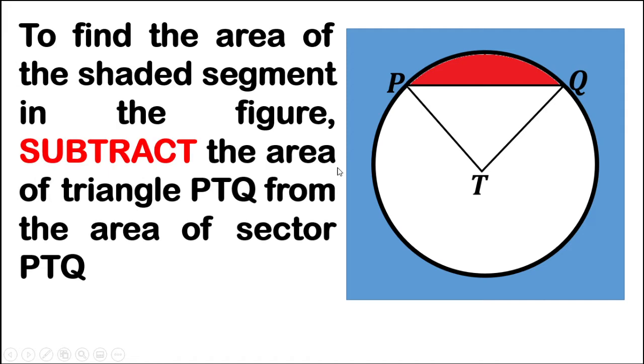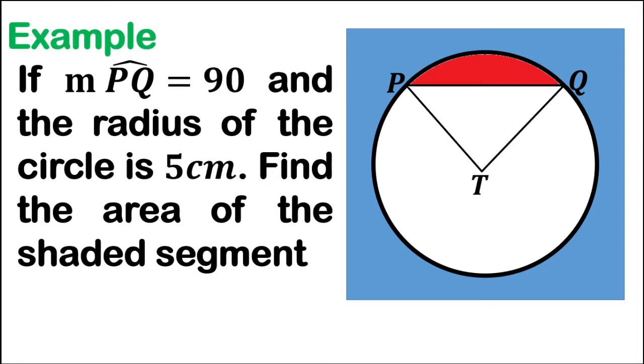To find the area of the shaded segment in the figure, subtract the area of triangle PTQ from the area of sector PTQ. Let's have an example. Say the degree measure of arc PQ is 90 and the radius of the circle is 5 centimeters. Find the area of the shaded segment.